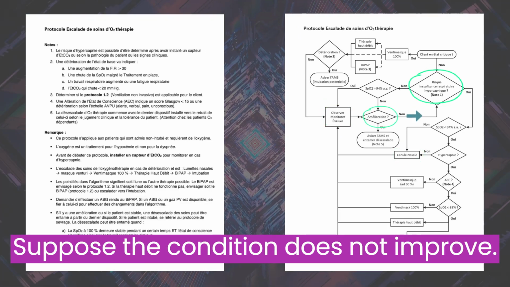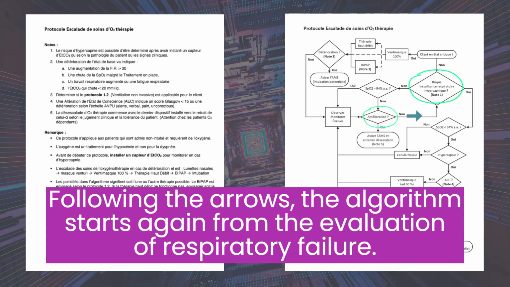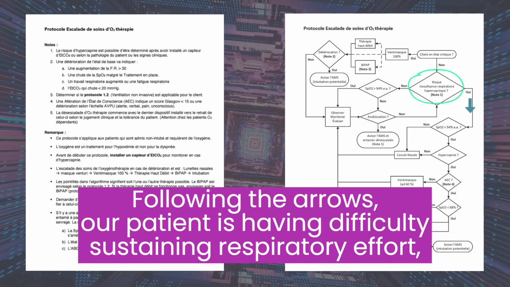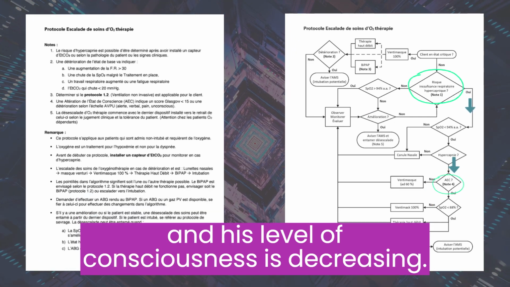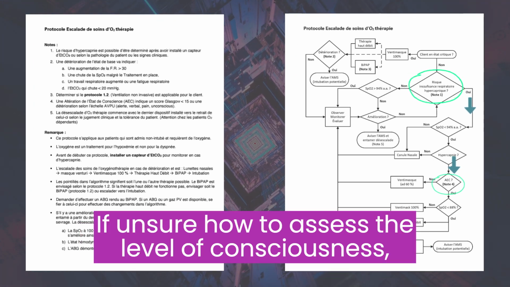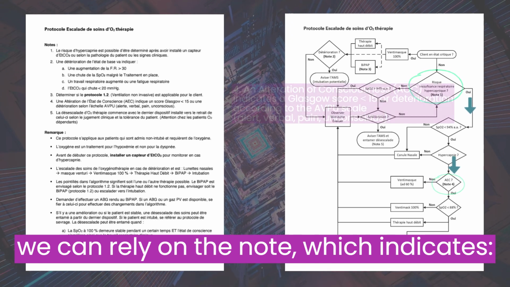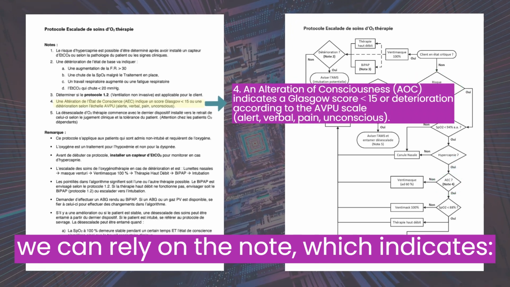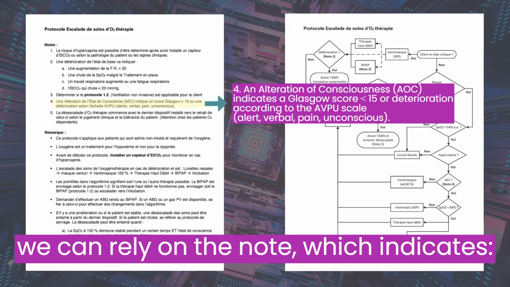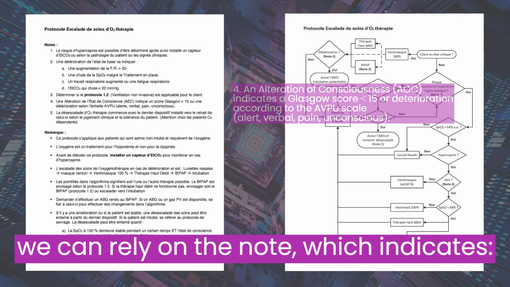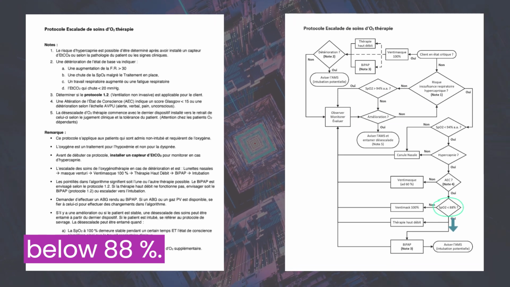Suppose the condition does not improve. Following the arrows, the algorithm starts again from the evaluation of respiratory failure. Following the arrows, our patient is having difficulty sustaining respiratory effort and his level of consciousness is decreasing. If unsure how to assess the level of consciousness, we can rely on the note, which indicates an alteration of consciousness indicates a Glasgow score lower than 15 or deterioration according to the AVPU scale: alert, verbal, pain, or unconsciousness. Oxygen saturation also decreases below 88%.